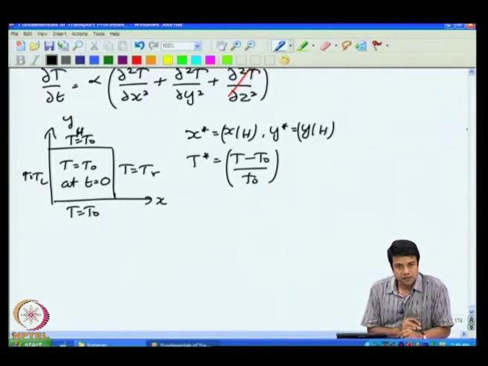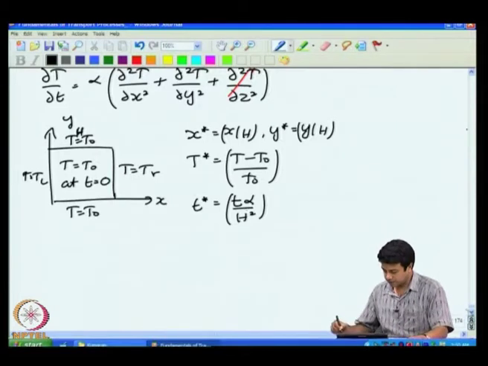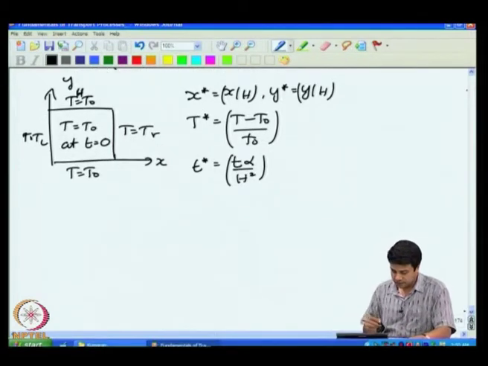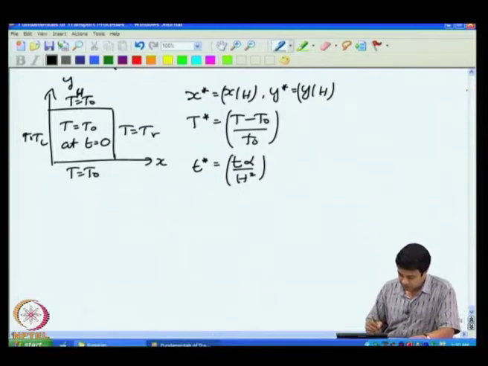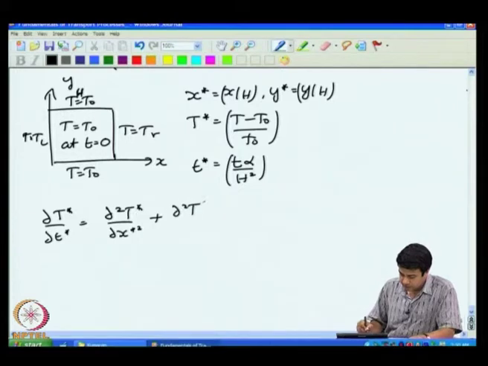In addition, this is a transient problem. So, therefore, I can define a scale time as t star equals T times alpha by h square. Once I do that, my equation becomes partial T by partial t star is equal to partial square T by partial x star square plus partial square T by partial y star square.